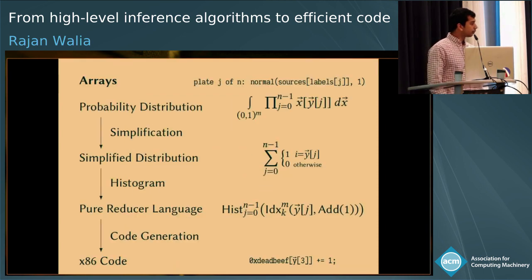So you've applied this to probabilistic inference algorithms. Does it apply to any other kind of numerical computing? We haven't tried it. I think the histogram and simplification problems are very general problems that can be used in other areas as well.